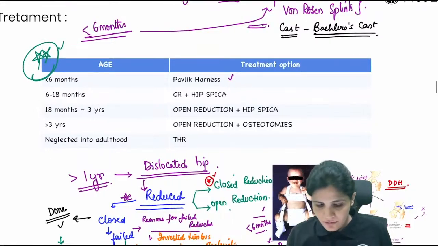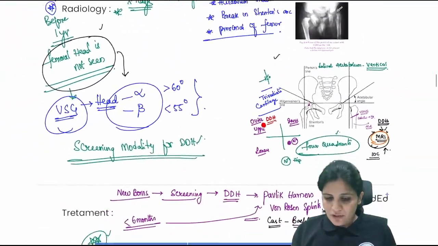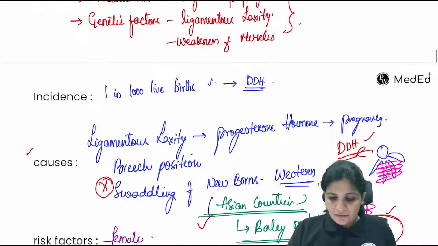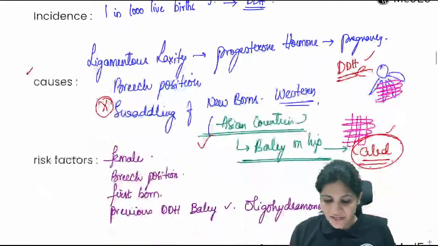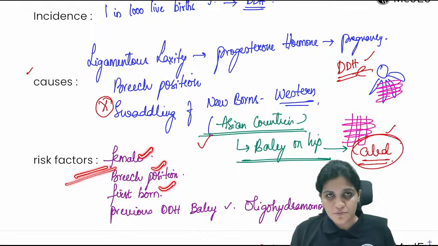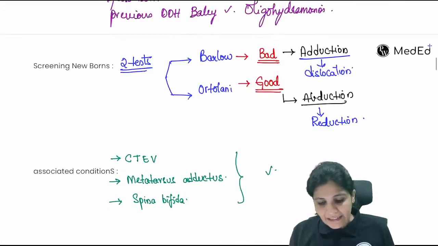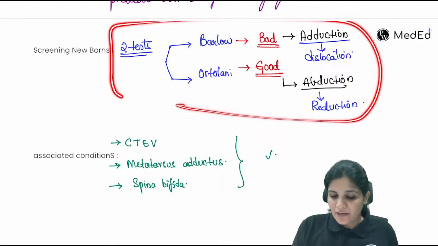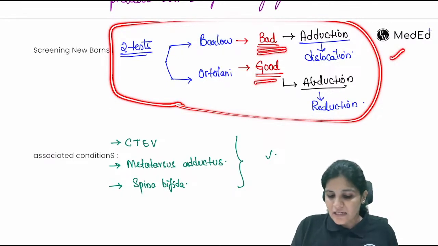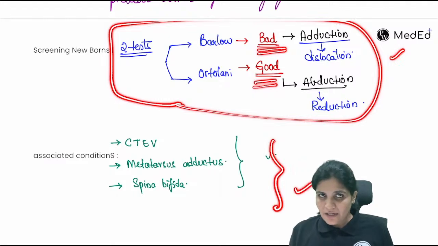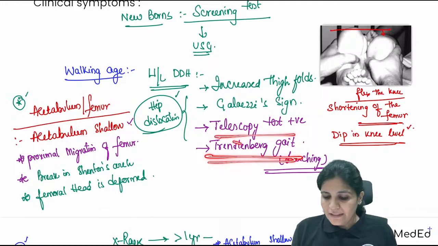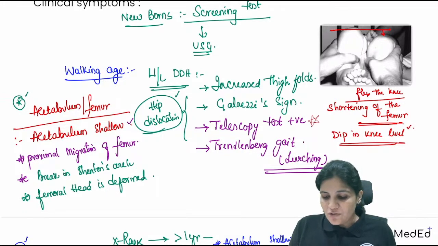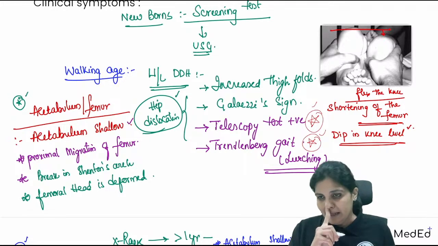Here, everybody? So this is what you have to write for your DDH. First, starting from the definition. You remember what could be the pathology. Then remember the risk factors, which is very, very important: female, breech, firstborn, oligohydramnios. And then you have two important tests, Barlow's and Ortolani's, and associated conditions. You can name a few, and then clinical signs and symptoms. These two are important, what your examiners look for. The telescopy test is very, very important, and the Trendelenburg test is very, very important. These two have to be written in the exam.